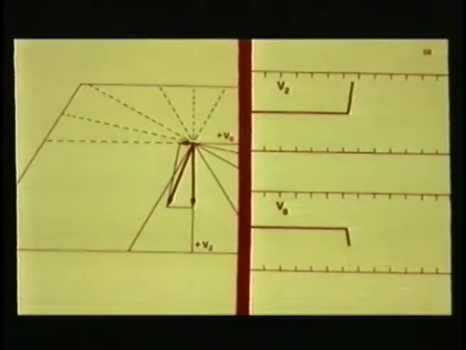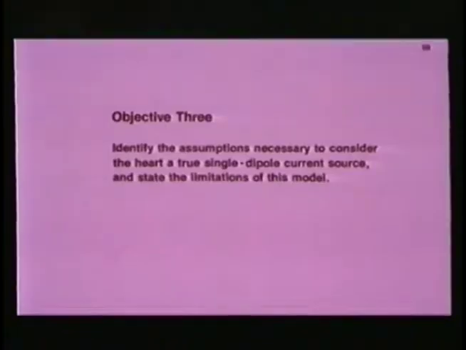58. You would expect a large positive deflection in V2 and a small negative deflection in V6. 59. Your third objective is to be able to describe the assumptions necessary to consider the heart a true single dipole current source, and to state the limitations of this model.